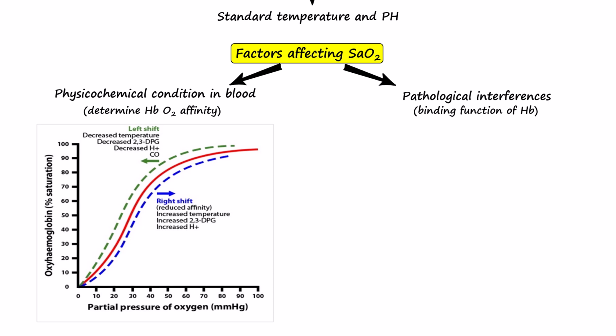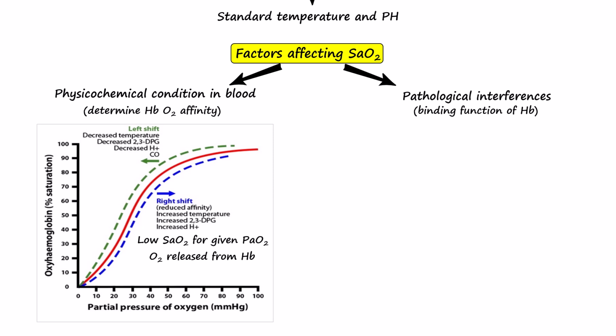When the curve shifts right, the SaO2 will be lower than expected at a particular PaO2 because hemoglobin more readily releases oxygen to tissues. Conversely, a left shift from alkalosis, hypothermia, or low 2,3-DPG means hemoglobin holds oxygen more tightly, resulting in higher SaO2 values for the same PaO2.